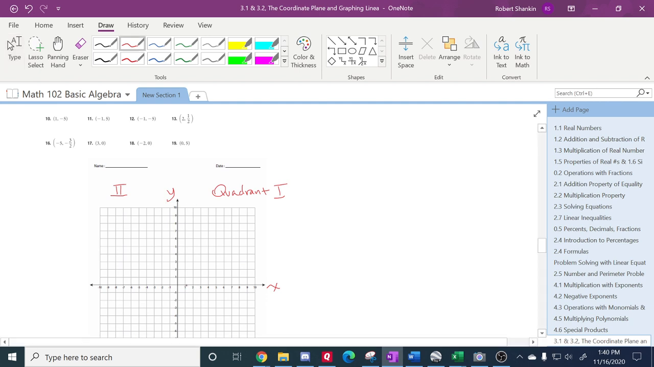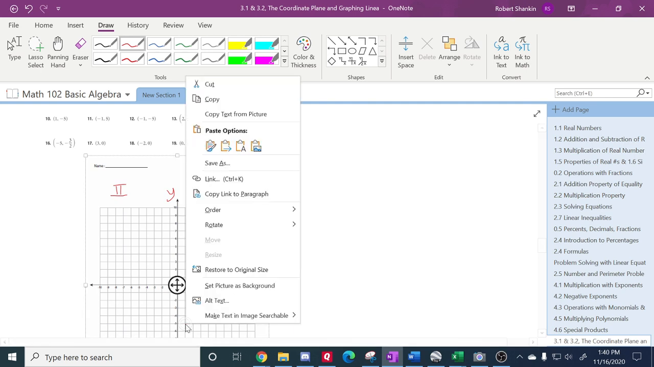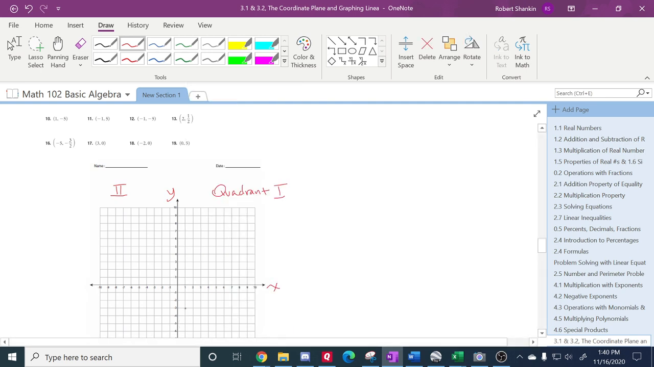1, negative 5 means go 1 to the right, 5 down. You don't put a dot here and a dot here, it's just 1 for the whole thing. So, common student mistakes are putting dots on both places. And then this was problem number 10. And then negative 1, 1 to the left, 5 up is up here. That's problem 11.